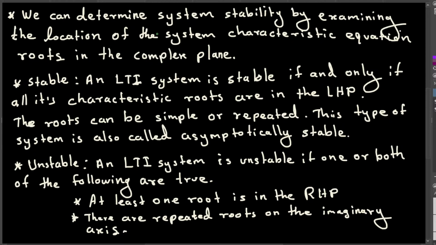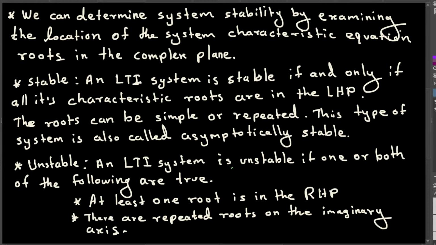We can determine system stability by examining the location of the system characteristic equation roots in the complex plane. Stable: an LTI system is stable if and only if all its characteristic roots are in the LHP. The roots can be simple or repeated. This type of system is also called asymptotically stable.